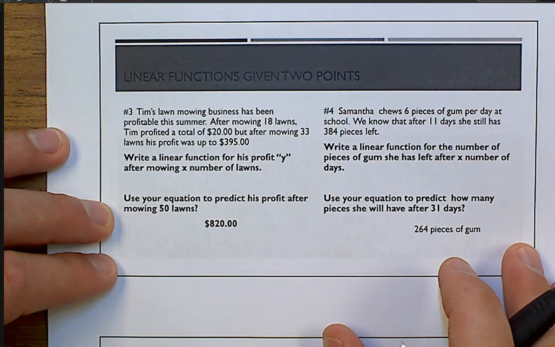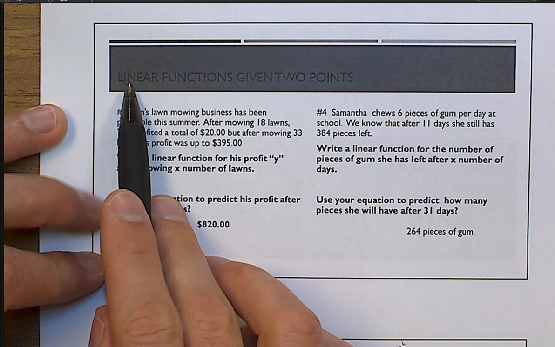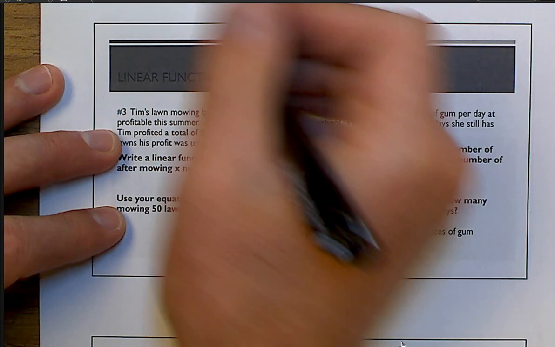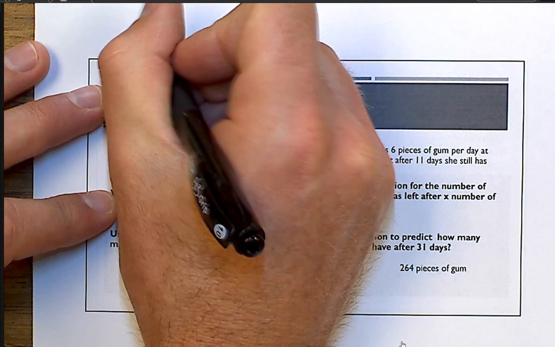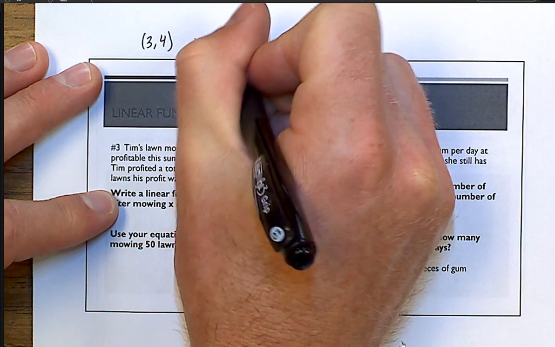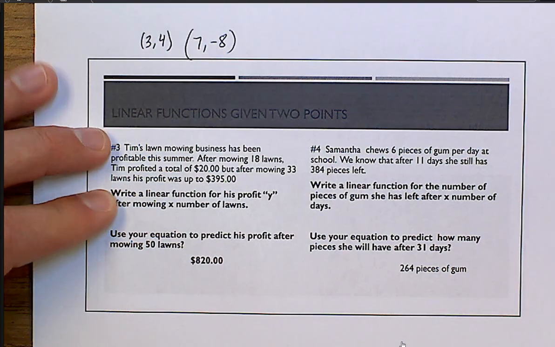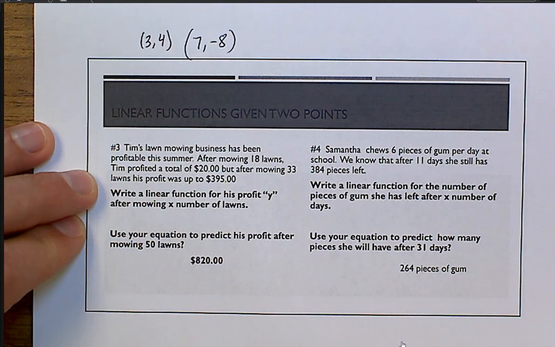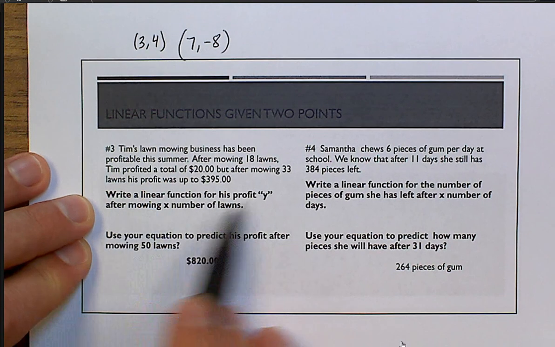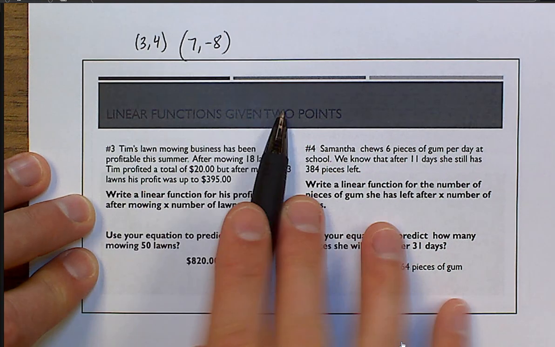We are on to the back page. Okay, it's kind of tough to read. You can kind of see it here. This section is called linear functions given 2 points. So when we talk about given 2 points, this is what I'm referring to, right? If you had, I'll give you an example, like 3, 4, and 7, negative 8, okay? That's your 2 points. And so what we have to do is come up with a linear function. In example 3, this is a situation where we're given 2 points.